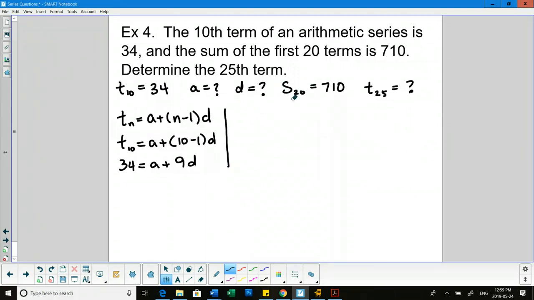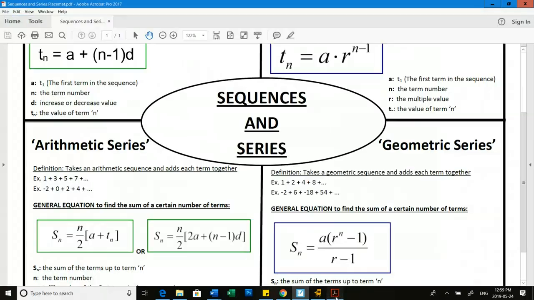The next thing that I want to do is set up a sum formula that has the same variables so that I can use elimination to solve. If I have two equations with the same two unknowns and they're coming from the same arithmetic series, I know that the a and d are the same. So I should be able to solve with two equations and two unknowns. I should be able to find them. If I want two of the same unknowns, should I be using this first formula or the second one?